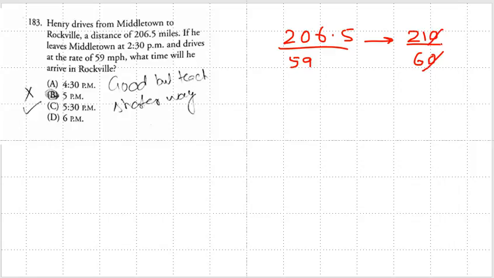Cancel 0 and 0. This is approximately 6 times 3 is 18. And then I'm left with 3, which is 0.5. But I know it is slightly more than 3. Okay? 2:30 plus 3 gives me 5:30. But I know it is more than 5:30. It is 6. Got it.